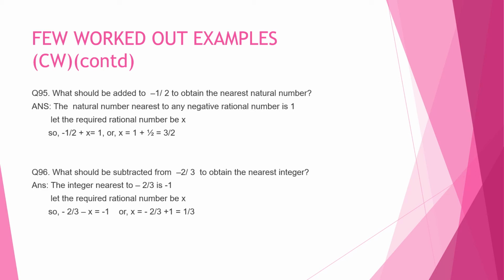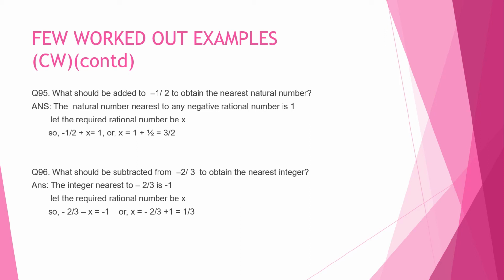Question number 96. What should be subtracted from minus 2 by 3 to obtain the nearest integer? Nearest integer, mind it. The previous one was nearest natural number. Our set of natural numbers started from 1. But over here it is nearest integer, which includes all. It includes negative, it includes 0, it includes positive. Now, minus 2/3. Which integer is closer to minus 2/3?